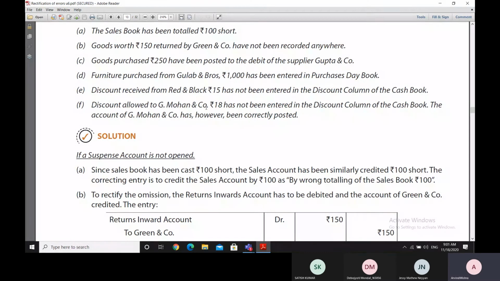Now let's go to the next one. The furniture which was purchased from Gulab and Brothers for ₹1,000 has been entered in the purchase day book. Now this is a furniture which has been purchased, so it should not be entered in the purchase day book, because it is a furniture and it should be debited to furniture.